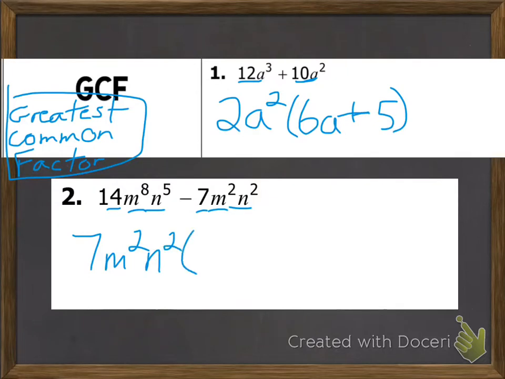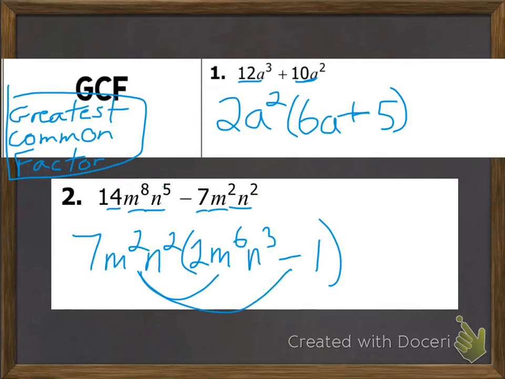So now what am I left with inside the parentheses? If I divide 14m to the 8th, n to the 5th, by 7m squared, n squared, then that's going to leave me with 2m to the 6th, n to the 3rd. And now for the second term, make sure you keep that minus sign. For the second term, we divided the whole thing out. But you can't just leave it blank. You do need to put a 1. Because when I multiply all this back in, I can still get that 7m squared, n squared.